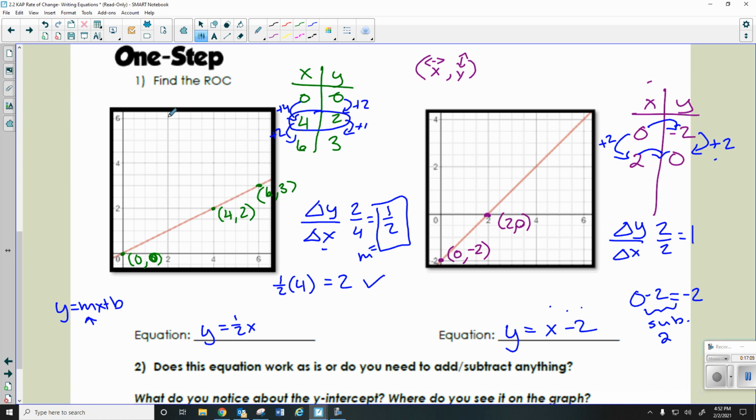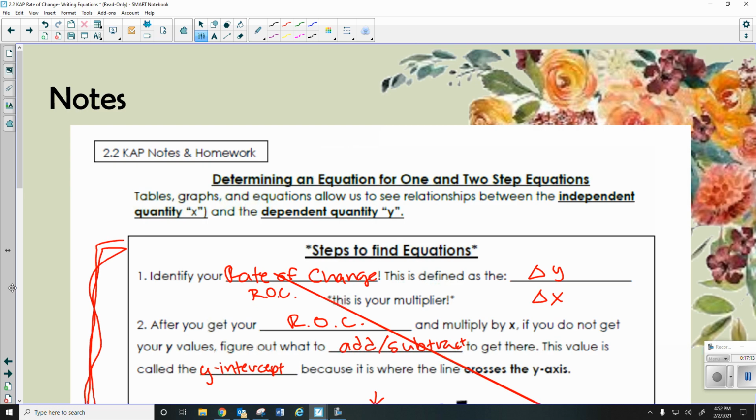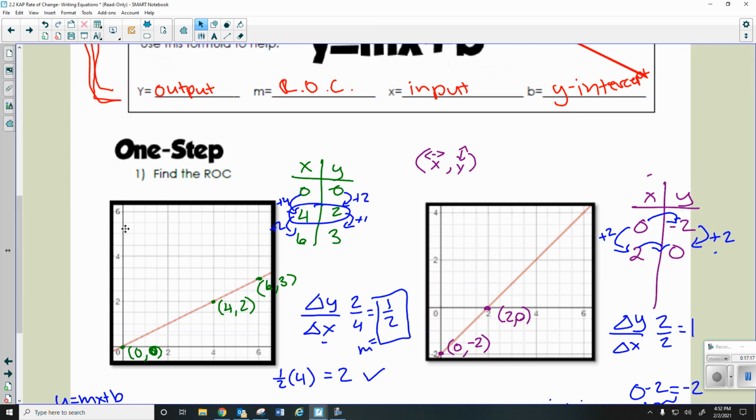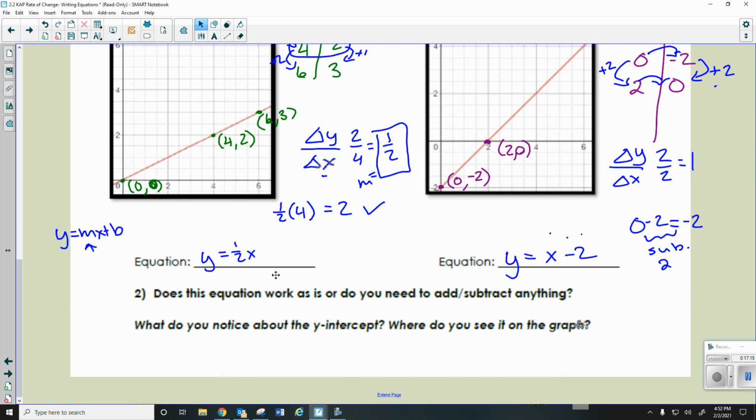All right, let's look at these questions down here. Sorry, my screen is scrolling so weirdly. Does this equation work? We already talked about that, but let's look at this one. What do you notice about the y-intercept? Where do you see it on the graph?